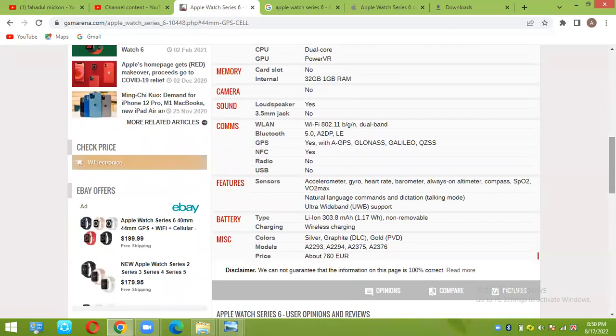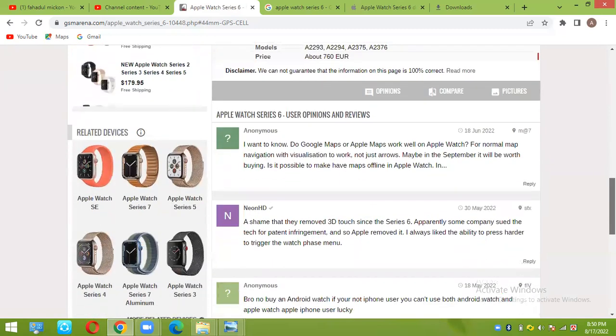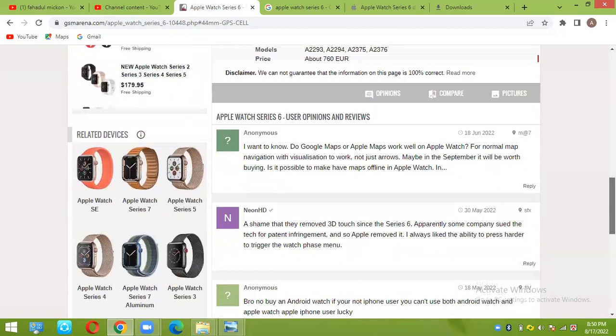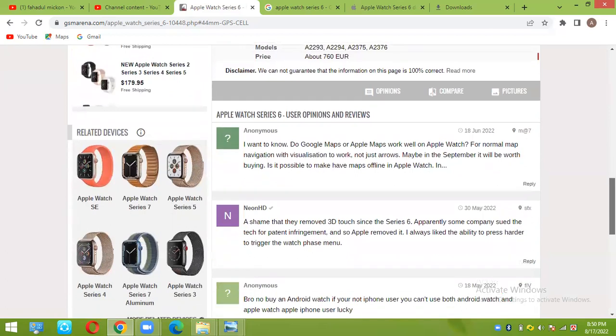So the model is A2239, A2294, A2375, A2376, and its price comes with €760. So here are some comments about the Apple Watch Series 6. Let's see what the reviews say.